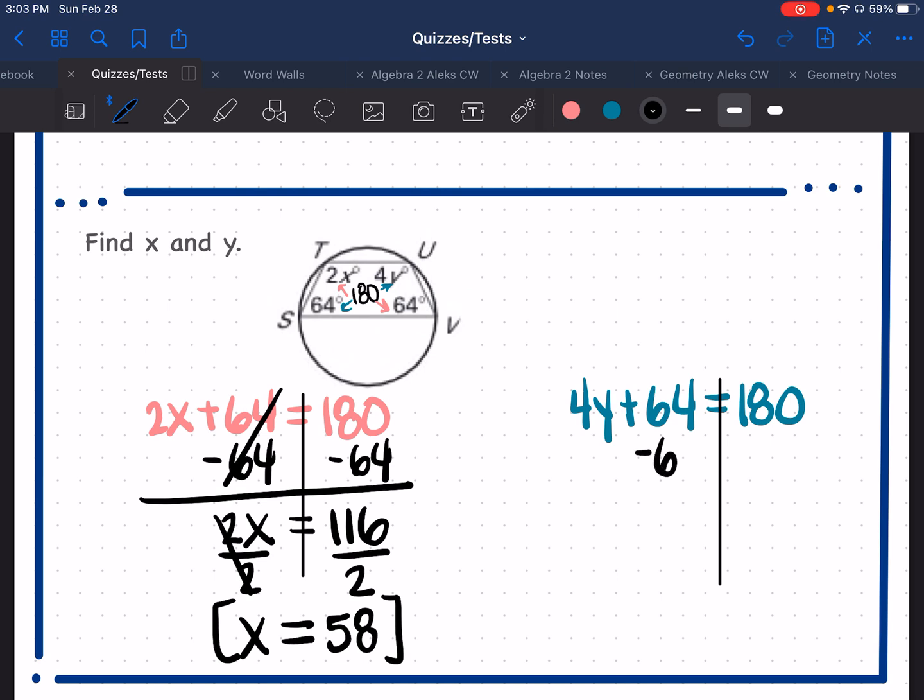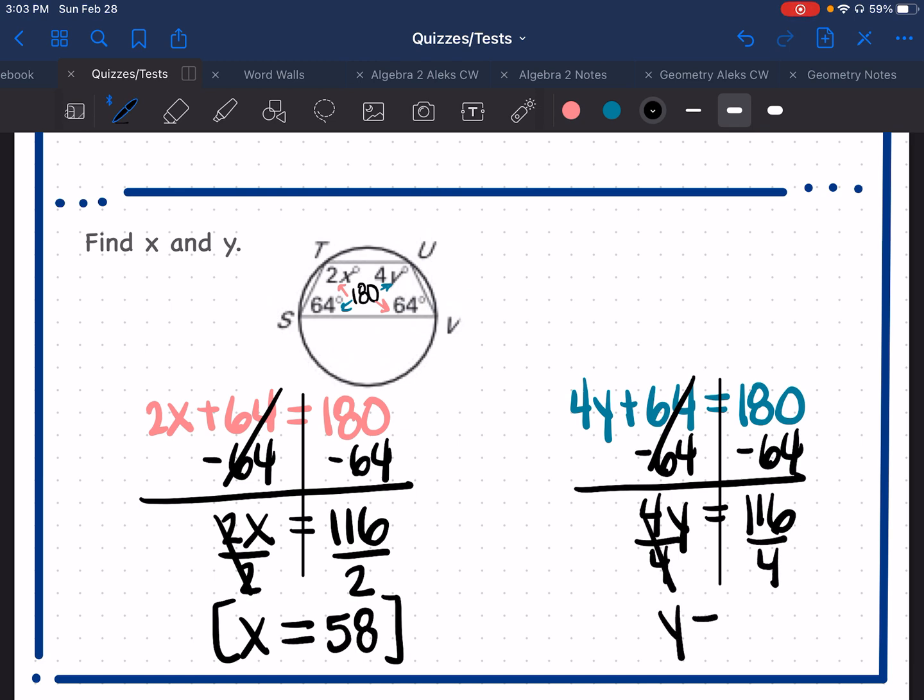Over here, I'm going to subtract my 64. Since it gave me the same number, I already know that it's going to be 116. I'm going to divide by 4. 116 divided by 4 is 29. All right.